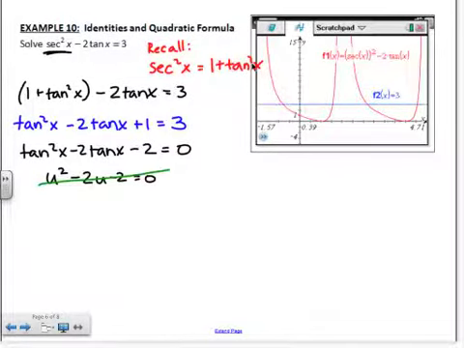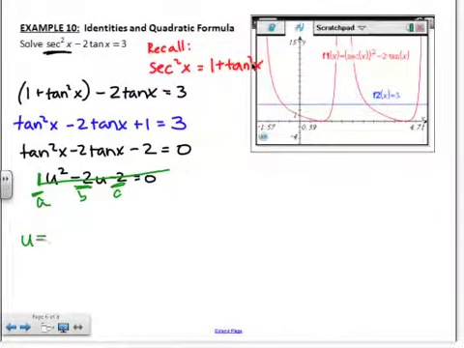Oh, well, that's useful because your A is 1, your B is negative 2, and your C is negative 2. Okay, so we have x equals negative b plus or minus... well, it's not x. Let's use u, because it's actually going to be tangent x, so we'll make it u.